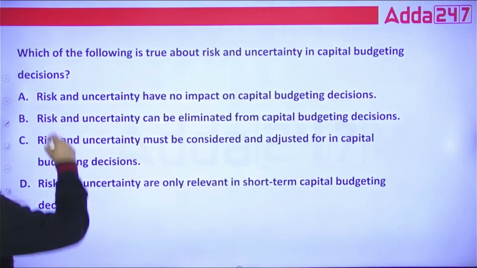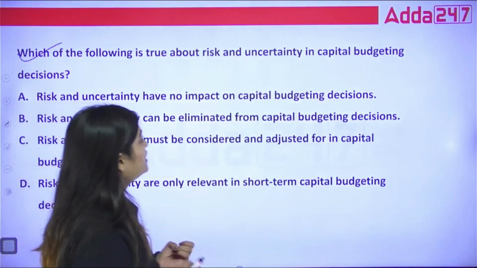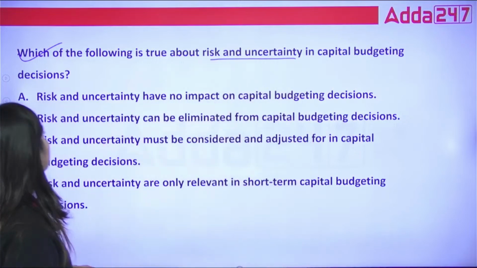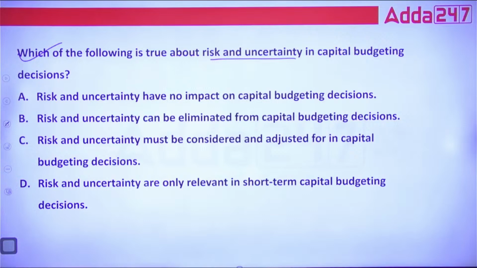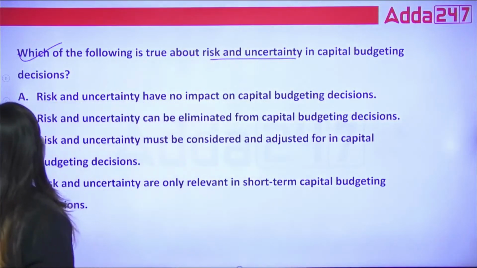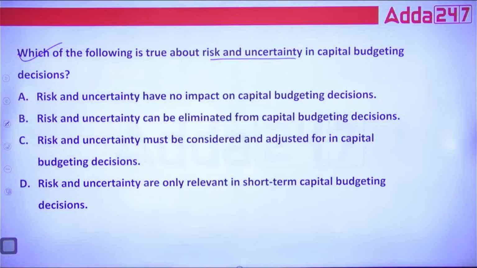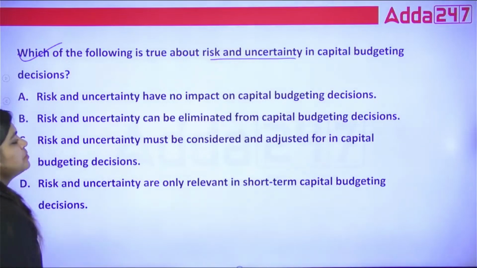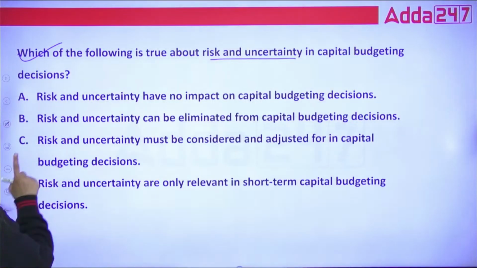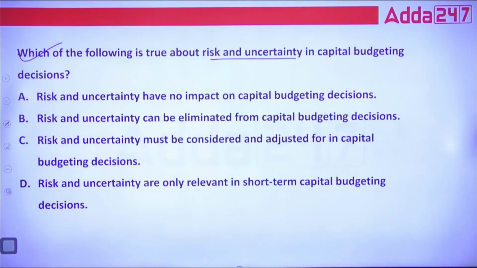Next question. Which of the following is true about risk and uncertainty in capital budgeting decisions? A, risk and uncertainty have no impact on capital budgeting decisions. B, risk and uncertainty can be eliminated from capital budgeting decisions. C, risk and uncertainty must be considered and adjusted for in capital budgeting decisions. D, risk and uncertainty are only relevant in short-term capital budgeting decisions.